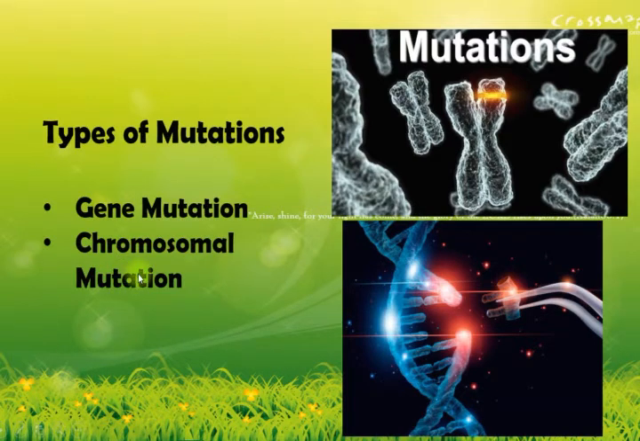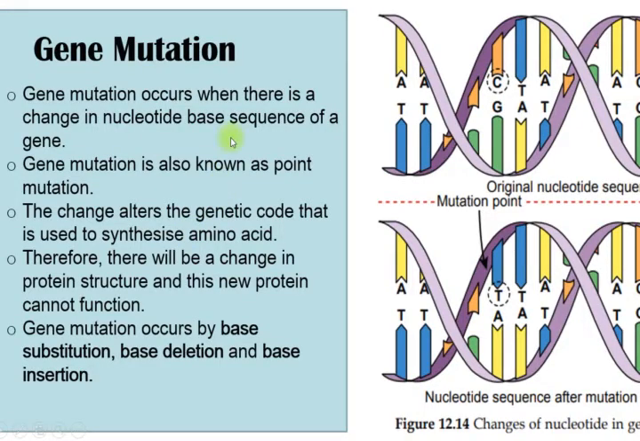Okay, again, what is a mutation? You have to know what is a mutation. Mutation is a spontaneous and random change of the DNA of the cell, right? So mutation can occur in two types, whether gene mutation or chromosomal mutation. Okay, we go first to the gene mutation. Gene mutation occurs when there is a change in nucleotide base sequence of a gene.